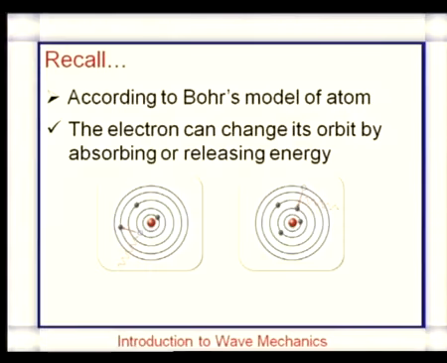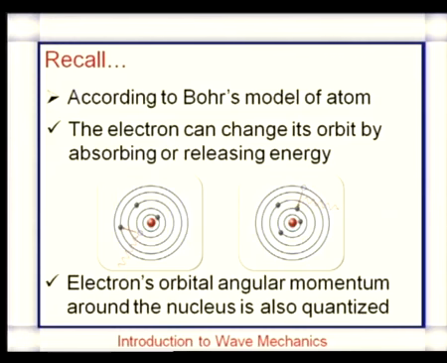Going further, we also know from Bohr's model that the electron in an orbit can take up energy and go to a higher energy orbit, or it can go from a higher level to a lower level by emitting radiation. So there can be transitions amongst the energy levels either by absorption or by emission of radiation. And also we know that the electron's orbital angular momentum is quantized. So these are the basic premises of Bohr's atomic theory.